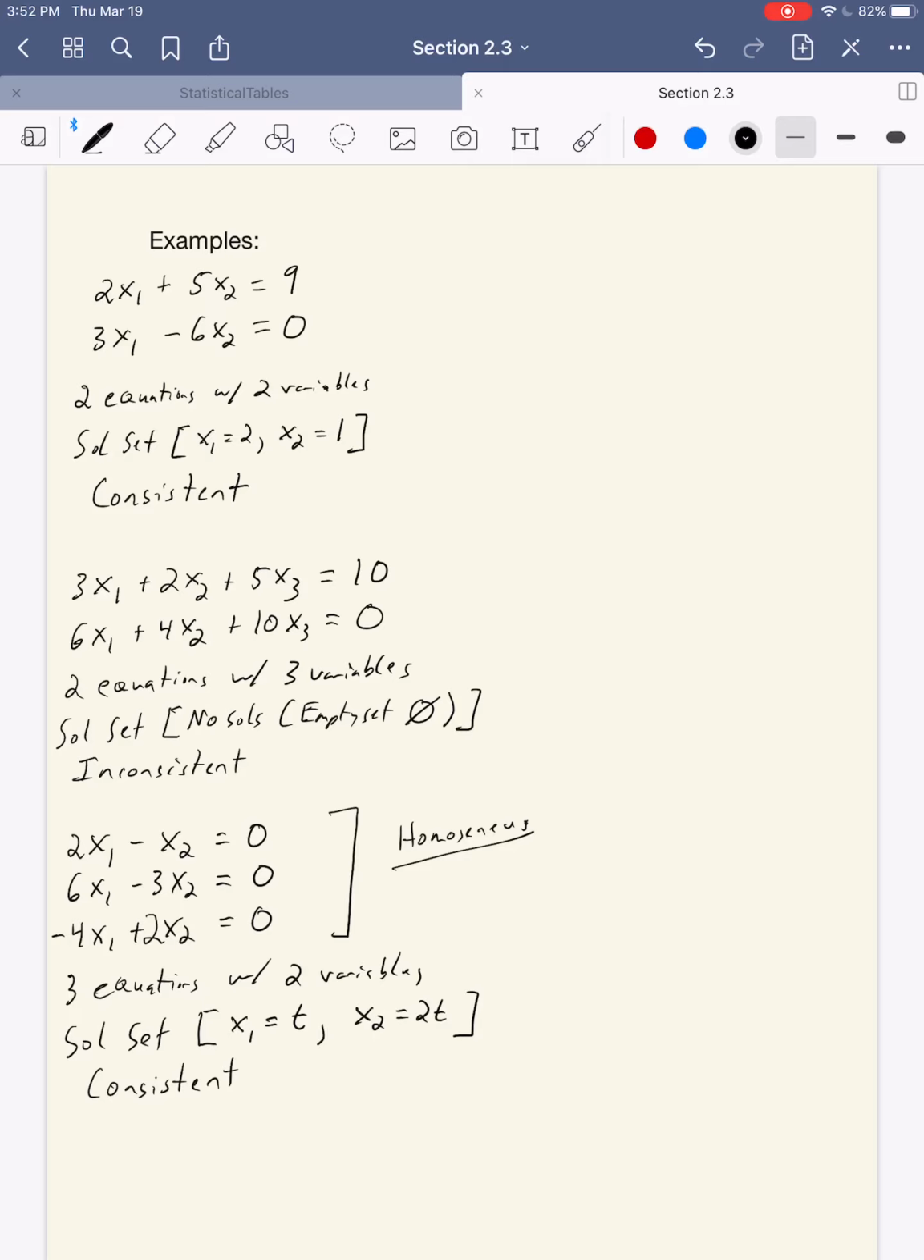Now, right now, we don't actually have the mechanisms to prove it yet. We will very soon. But it actually turns out that for systems of linear equations, these 3 examples are the only 3 cases that can happen. You can have a single unique solution for your solution set. You can have no solutions for your solution set, and we call that inconsistent. Or you can have a solution set that is an infinite number of solutions.